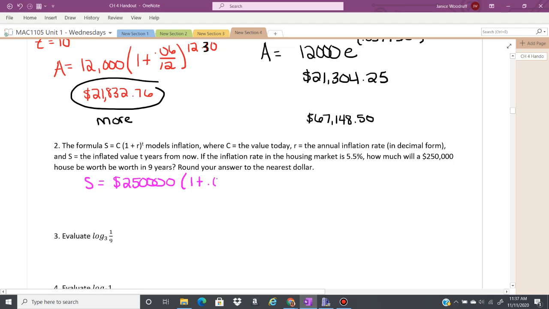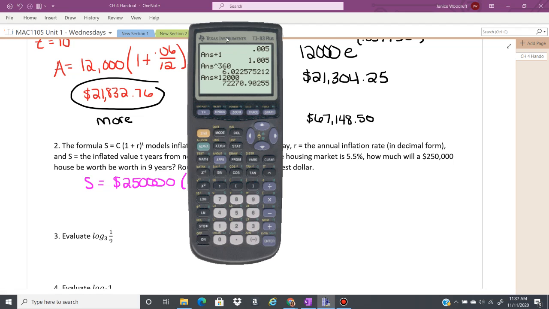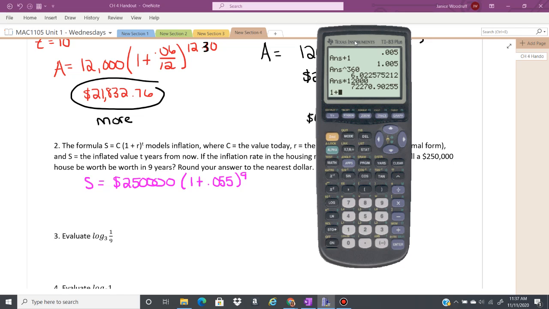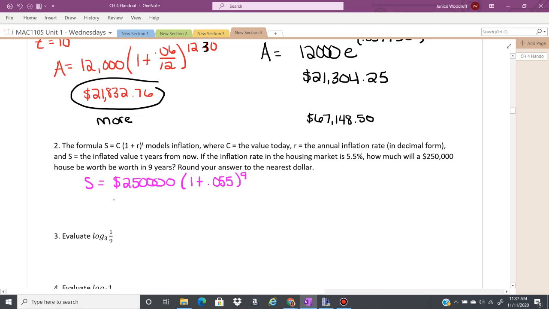So 0.055, and then in 9 years. So we would run this through as 1 plus 0.055, raise that to the 9th power, and multiply that by 250,000. So we get 404,000, and rounding to the nearest dollar, 774. So 404,774.